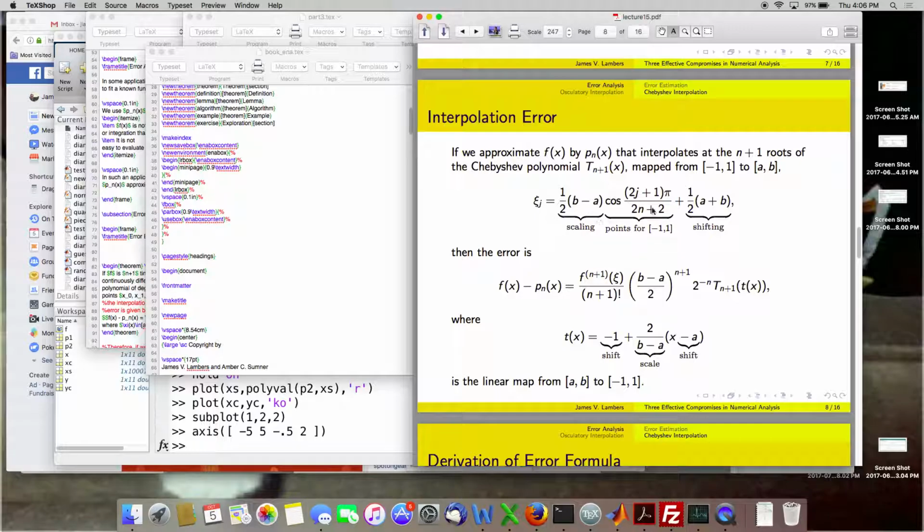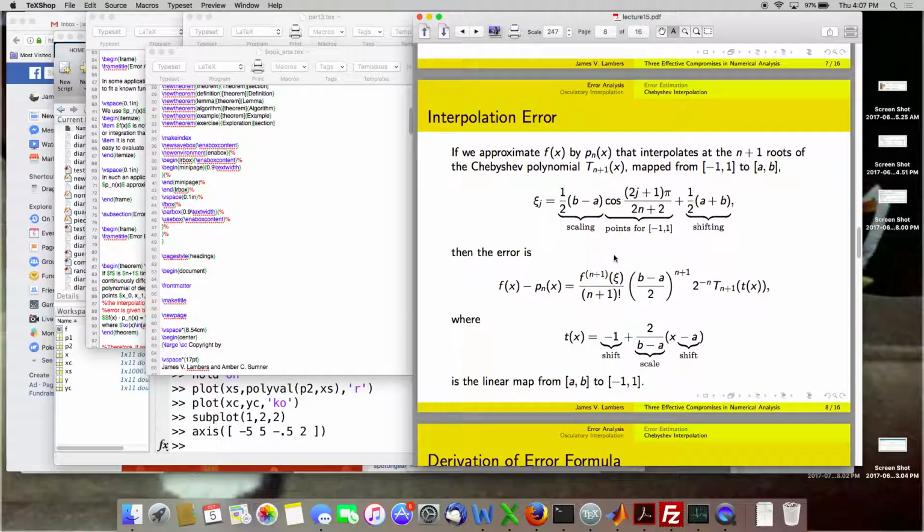So this gives me points distributed between, they're centered around 0. So they're between plus and minus (b minus a) over 2. But then I shift them by the midpoint of a, b. So now these points, the c_j, are Chebyshev points scaled and shifted to the interval [a, b] you're actually working with. All right. So now I use my interpolation error formula.